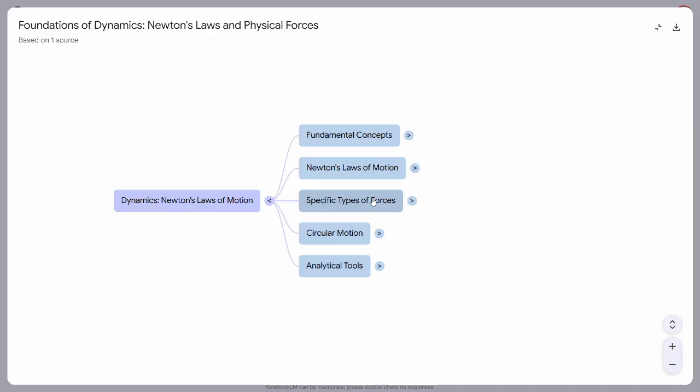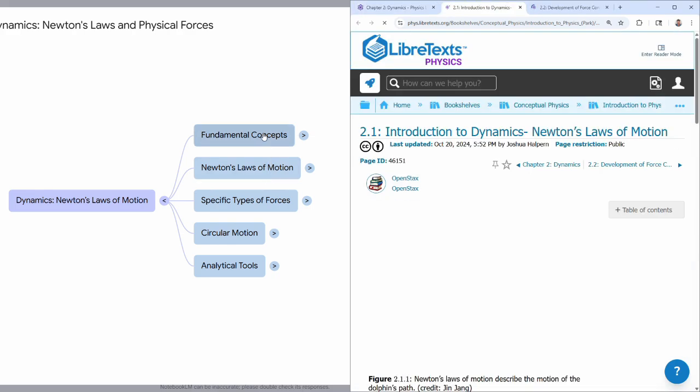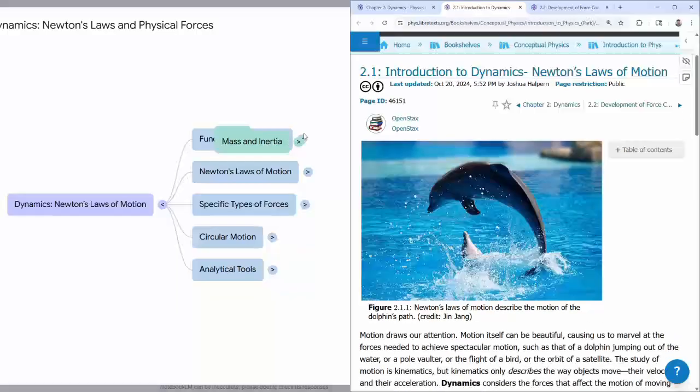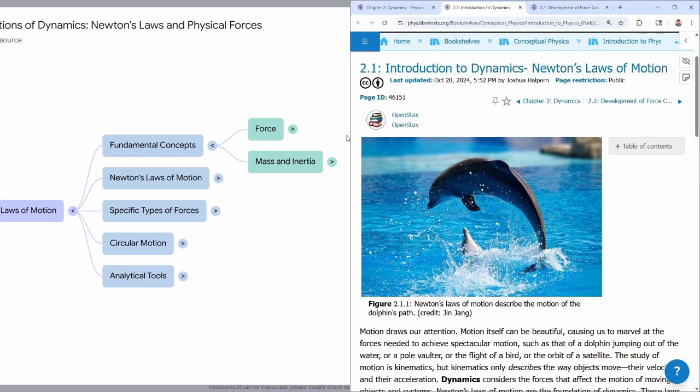So in this overview, let me call it part 1, we'll cover the first half of chapter 2, sections 2.1 through 2.5. So in sections 2.1 and 2.2, we start out with the fundamental concepts, namely defining force and mass, which will come in as we talk about force.